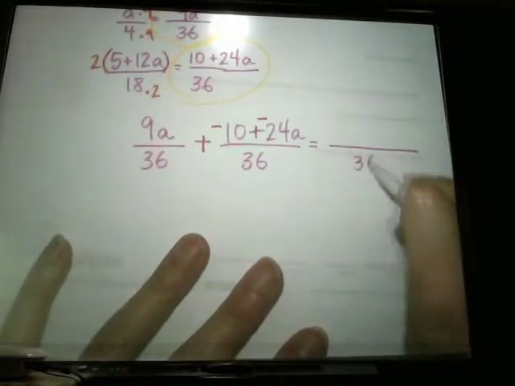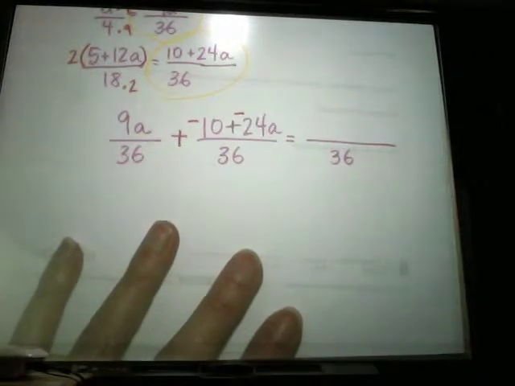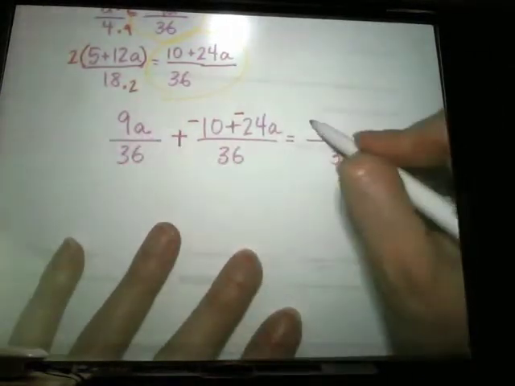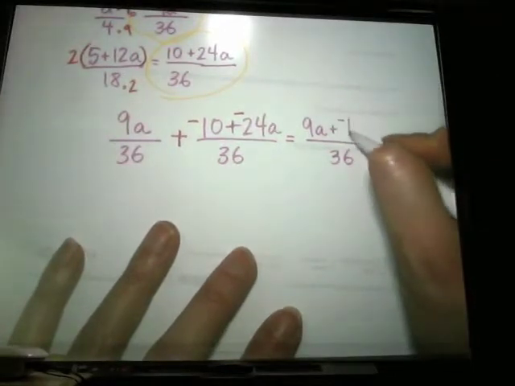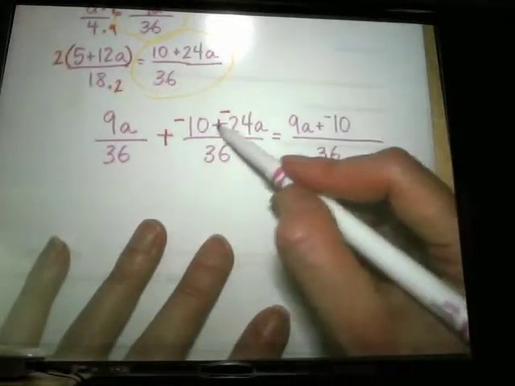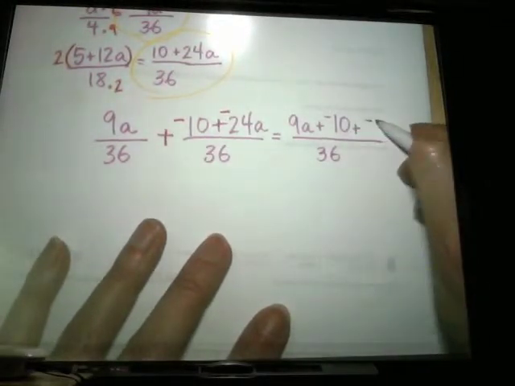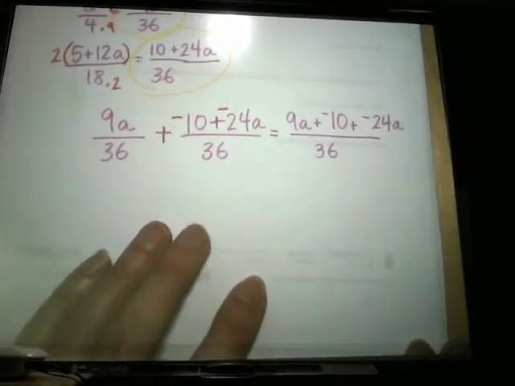My denominator stays 36. First thing I'm going to do is I'm just going to write down everything I have into one fraction. I've got 9a plus negative 10. You can keep that as plus negative 10, or you could write minus 10. It's the same. Plus negative 24a. Again, you could say minus 24a, or plus a negative.